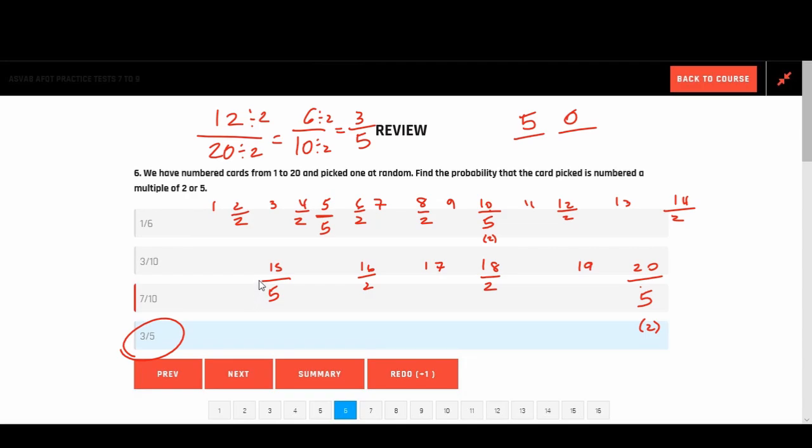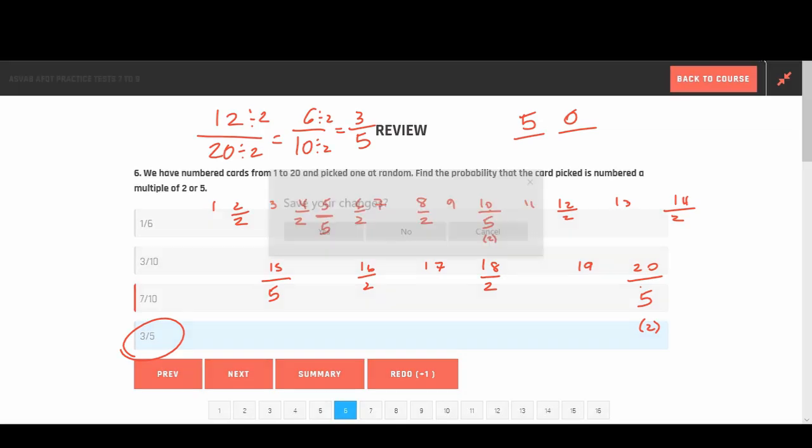Okay? So, a more advanced probability problem insofar as you had to recognize that there's some overlap between multiples of 2 and 5, and when you do account for probability, you cannot double count. Okay, so that's that one.